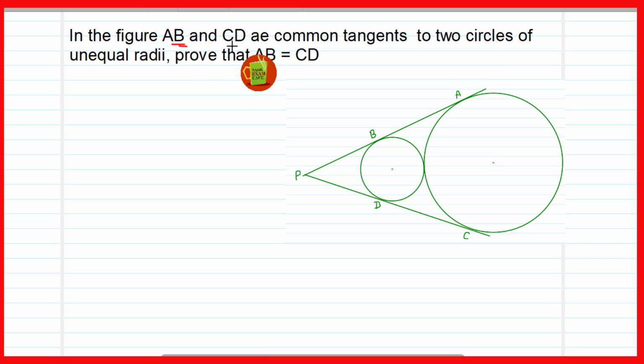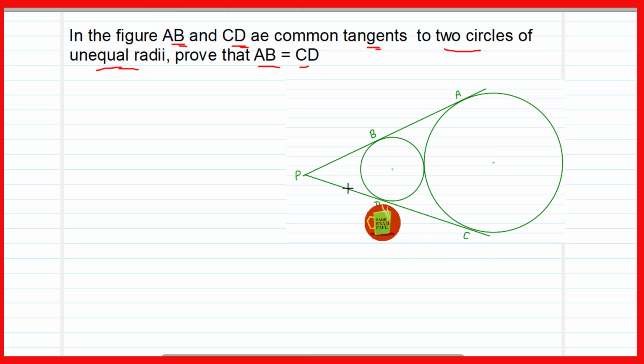In the figure, AB and CD are common tangents to two circles of unequal radii. Prove that AB is equal to CD. Friends, here are the two circles whose radii are different, and PA and PC are the tangents to this bigger circle, and PB and PD are the tangents to this smaller circle, and these are the common tangents to both the circles, and we have to show that the distance AB and distance CD are equal.